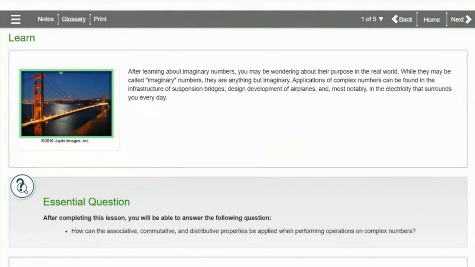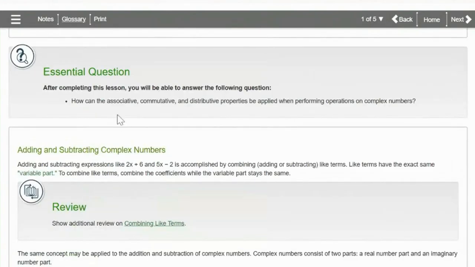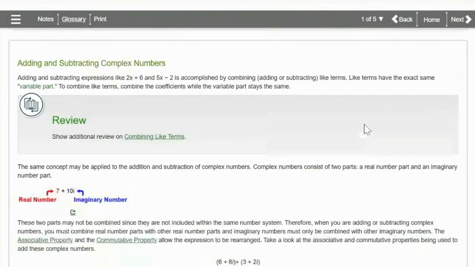So after learning about imaginary numbers, you may be wondering about their purpose in the real world. While they may be called imaginary numbers, they are anything but imaginary. Applications of complex numbers can be found in the infrastructure of suspension bridges, the design development of airplanes, and most notably in the electricity that surrounds you every day. So we're going to learn how the associative, commutative, and distributive properties can be applied when performing operations on complex numbers. All right, let's talk about adding and subtracting complex numbers.